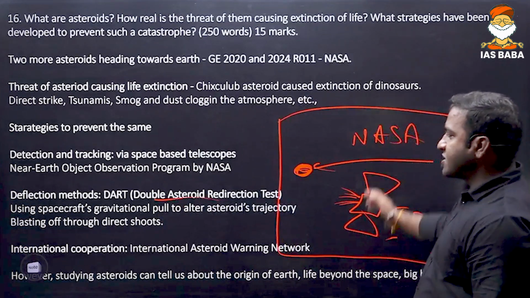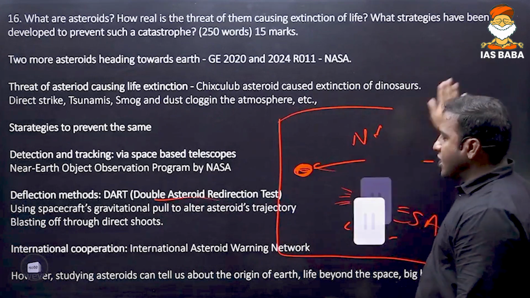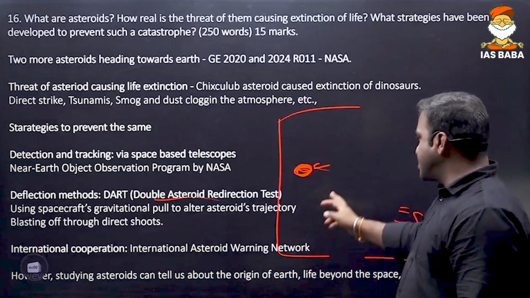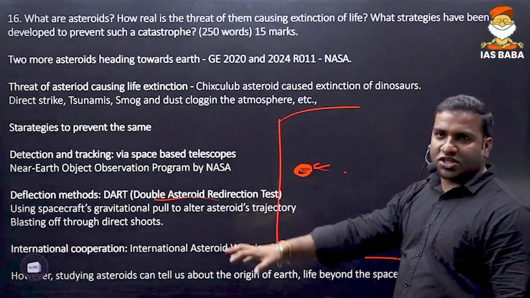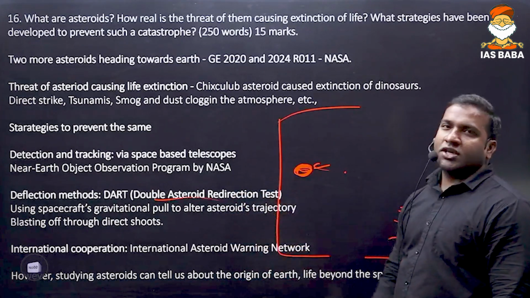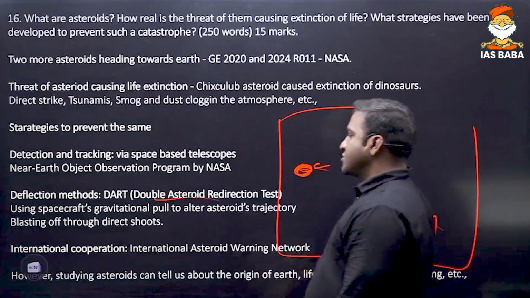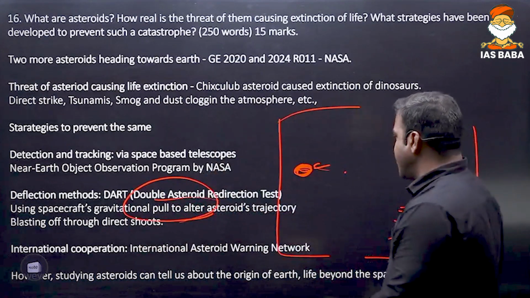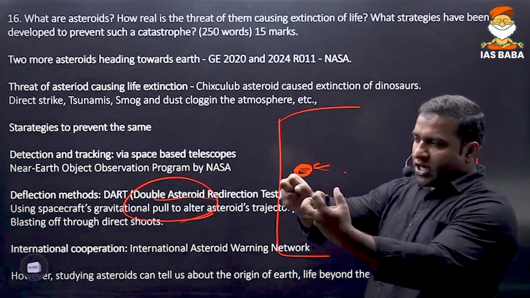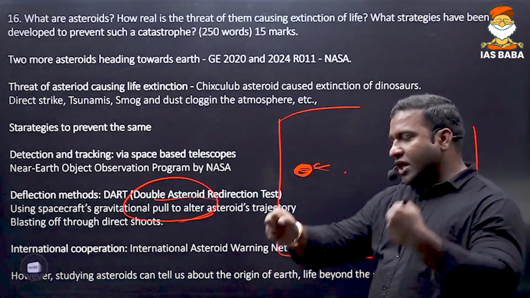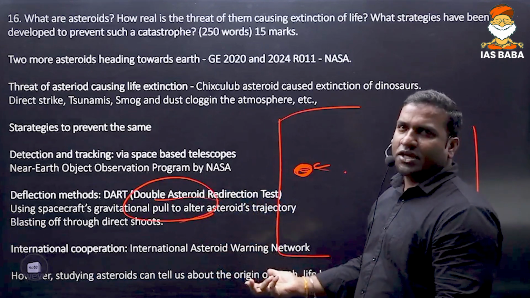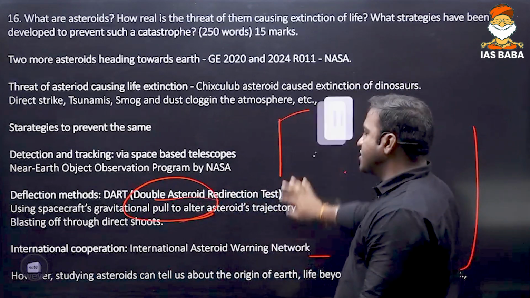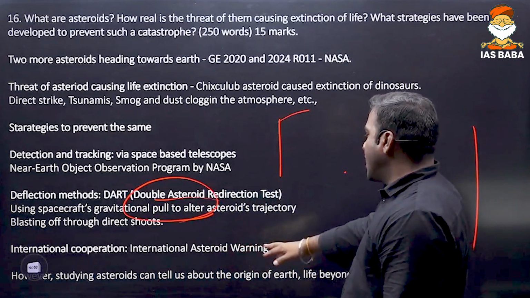Using the spacecraft's gravitational pull to alter the asteroid's trajectory, or blasting it with a direct shot. In this DART, it was a direct shot, a demonstration experiment. If not a direct shot, we can divert it safely by using the spacecraft's gravitational pull. The spacecraft will go nearby and redirect it. Either it can hit and divert it, or pull it. It is as simple as that, but it is done in space. That's it.